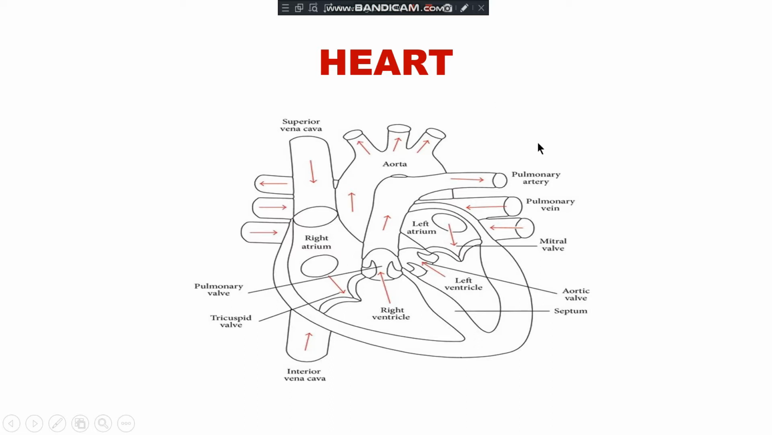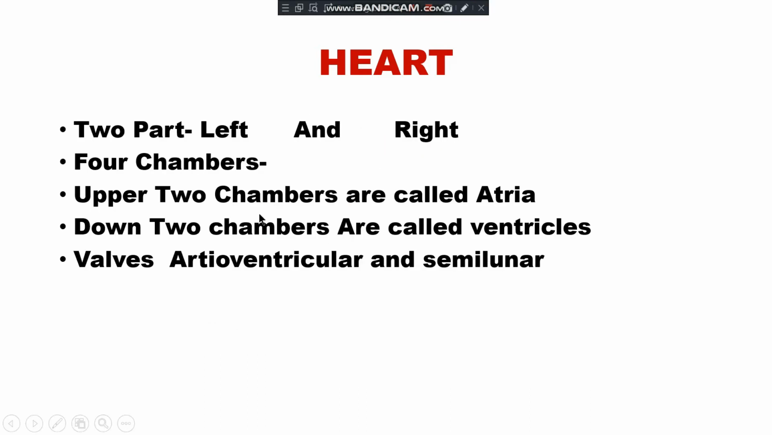A human heart is located in the chest cavity, and the size of the human heart is like a closed fist. If you close your fist, you will find this is the size of your heart. A human heart is divided by the septum. You can see here, this is the septum. This septum divides the human heart into two parts, left and right, and four chambers.